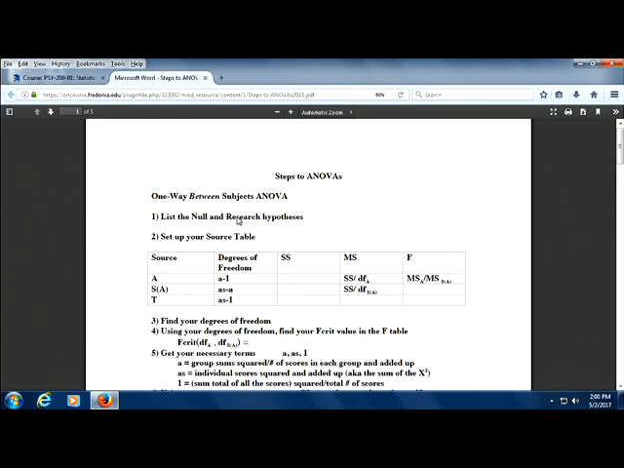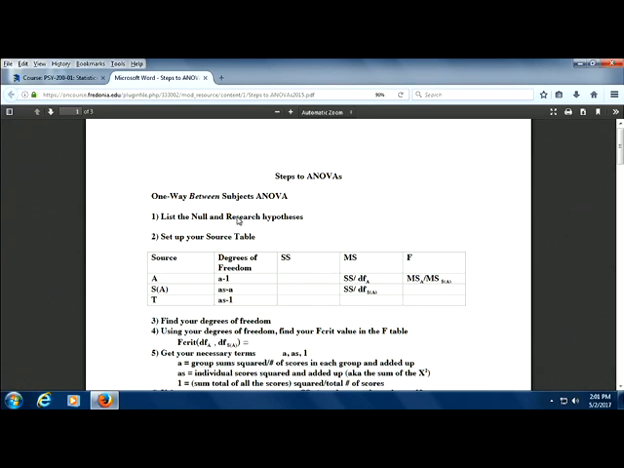So, what I'm going to start with today is going back basically to when we had t-tests, okay? And when we had t-tests, we had one variable and we had two levels of that variable, okay?